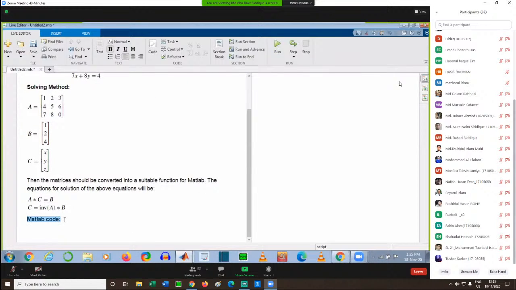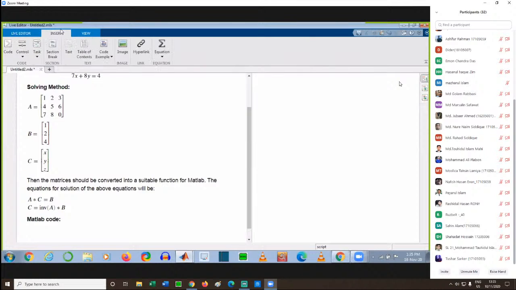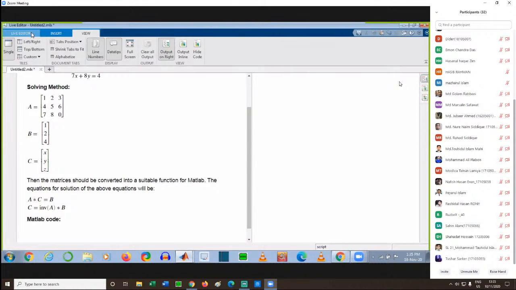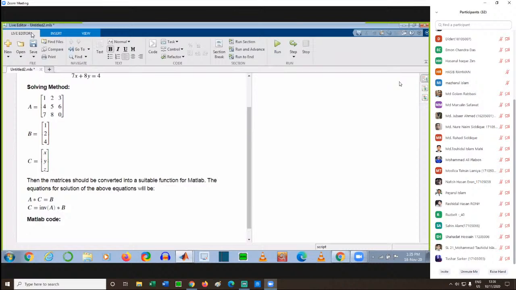So what will be the first code? First, what you need to do? Tell me. First, which variable you have to introduce? Which variable you need to introduce first? Sir, C, XYZ. No, A matrix.